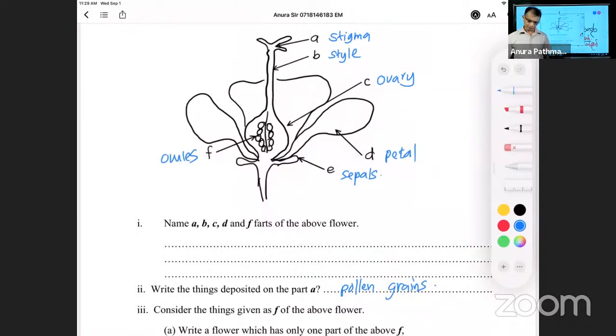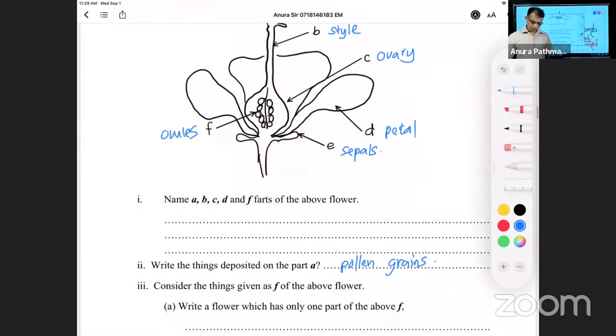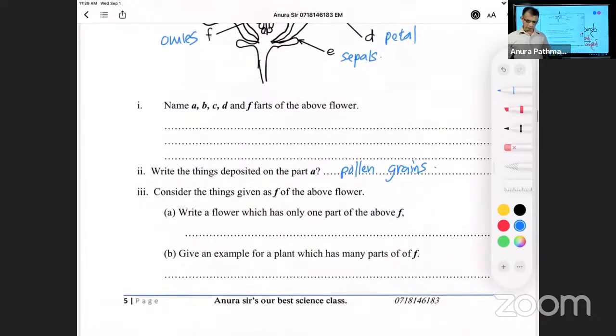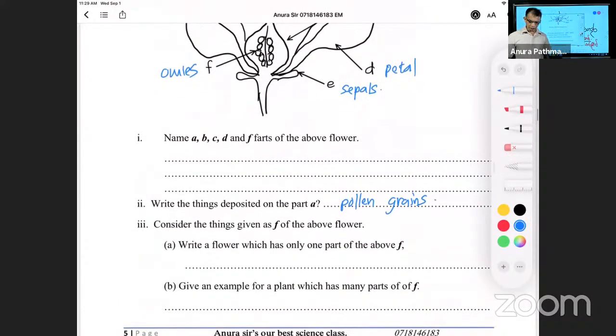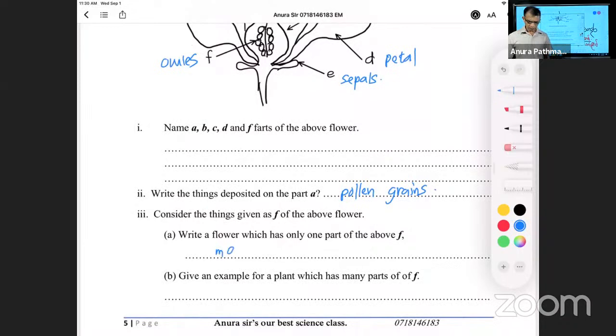Consider the thing given as F of the above flower. Yeah, ovaries. Write a flower which has only one part of the above F. Gynoecium. Only one ovary, one ovule. Mango. What about avocado? Yes, mango, avocado, rose flower, correct.